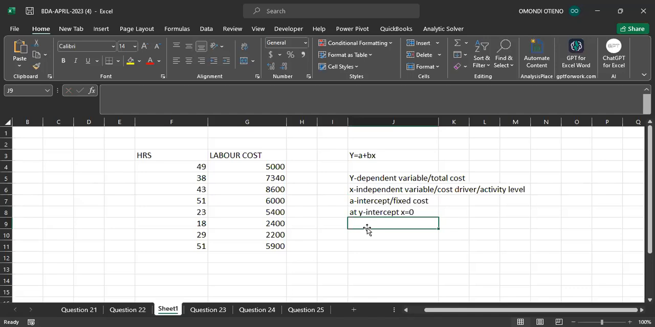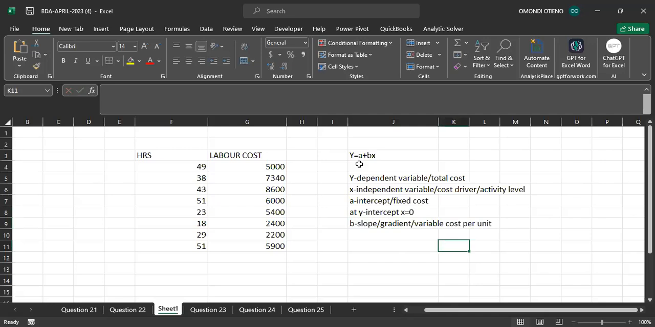B here, we call it slope. We call it gradient of the curve. And of course, this is now the variable cost per unit.